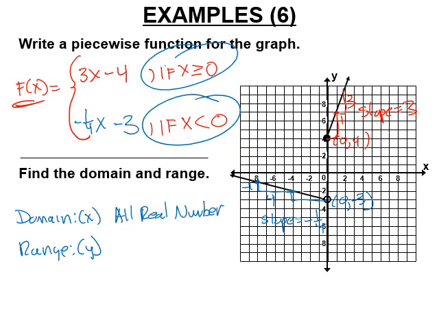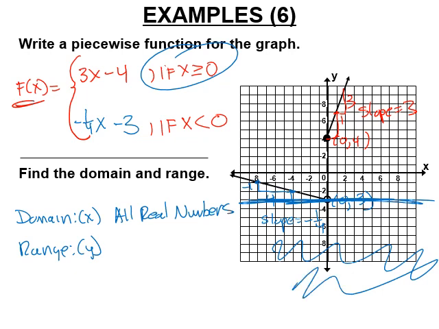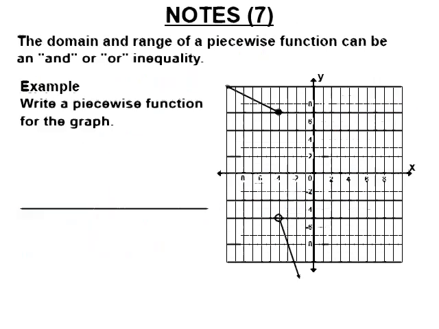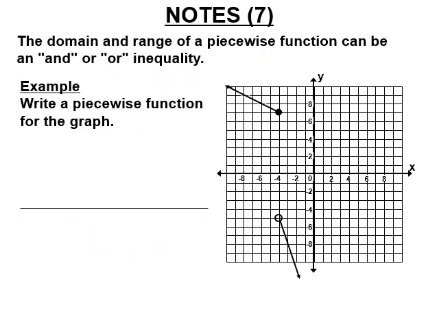The range, as often is, is not all real numbers. Look at it. Notice that both arrows point up. So there's no way y is getting lower than 0, -3, right? There's no way you can get a y value down here anywhere. So what's the range? The range is y is greater than, and it's not or equal to because it's an open circle, so y is greater than -3 is our range. So we can write the domain and range as an and or an or inequality, and let's see that.